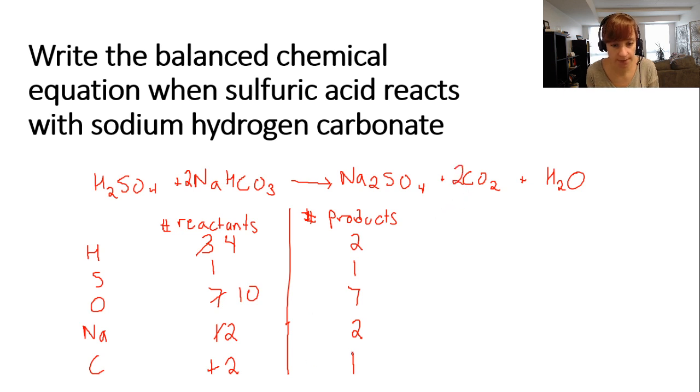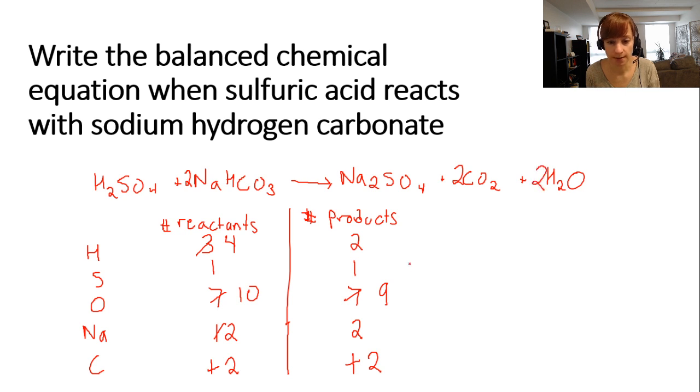So now on the product side we have 2 carbons, so that's good. But now we have 4, 5, 6, 8. We have 9 oxygens on the product side. So we're getting there. We balanced the carbons, which is good. But now we need to add another oxygen atom. So to do that, we'll just put a 2.